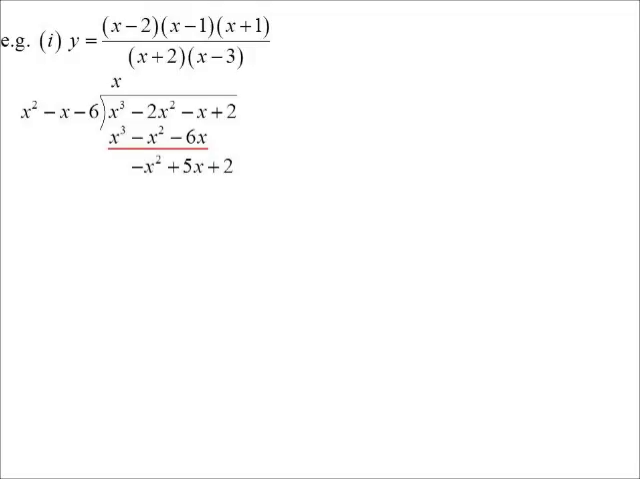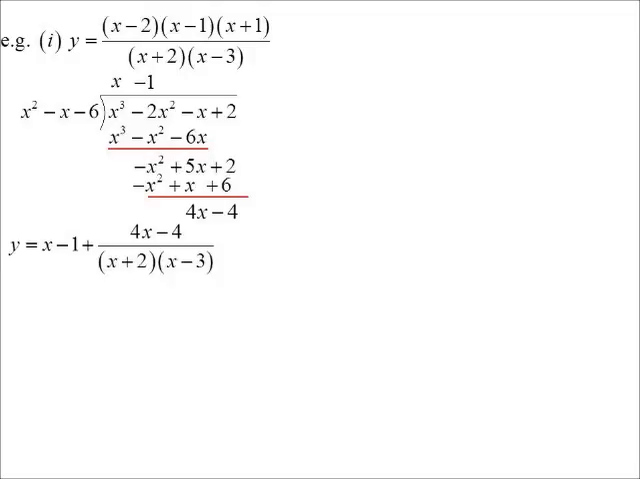Let's have a look at this one. Again, nicely factorised for me already. I'll do a polynomial division. x squared into x cubed goes x. We can do a subtraction. We can keep going. x squared into minus x squared is minus 1. And I've got a remainder of 4x minus 4. So I could rewrite that one as x minus 1 plus a fraction. So I've got an oblique asymptote this time. It's the line y equals x minus 1.